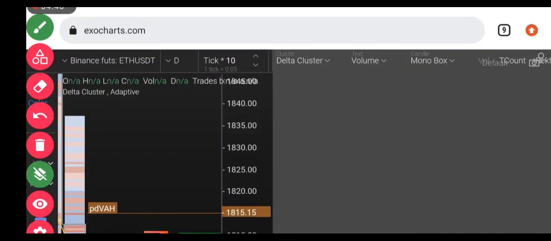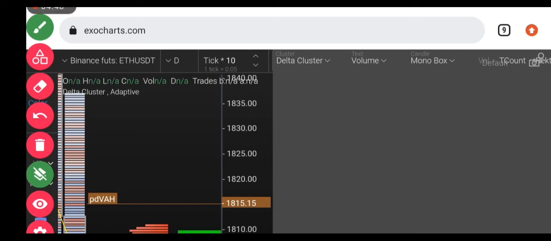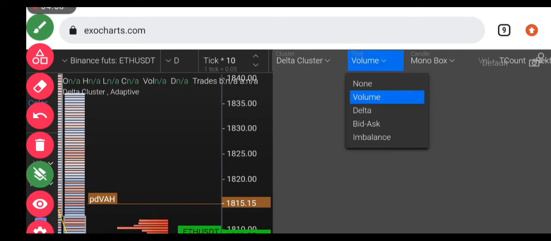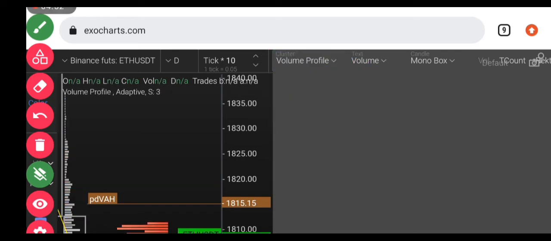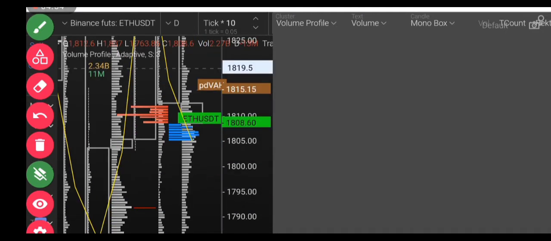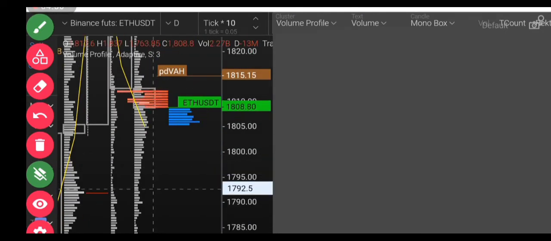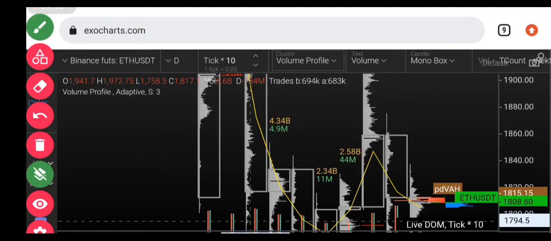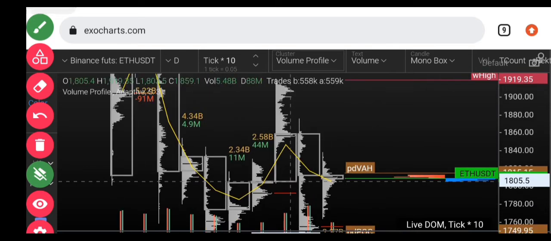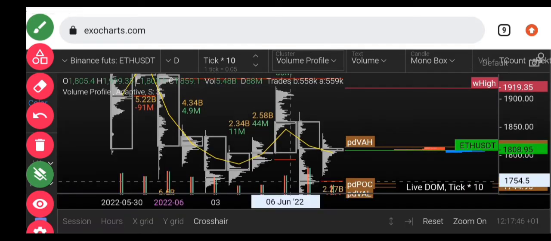Okay, permit me, the chart is slowing up a little bit. It should come up any moment now. Okay. Right. So now, this right here is the volume profile, or what we will call the market profile, right?